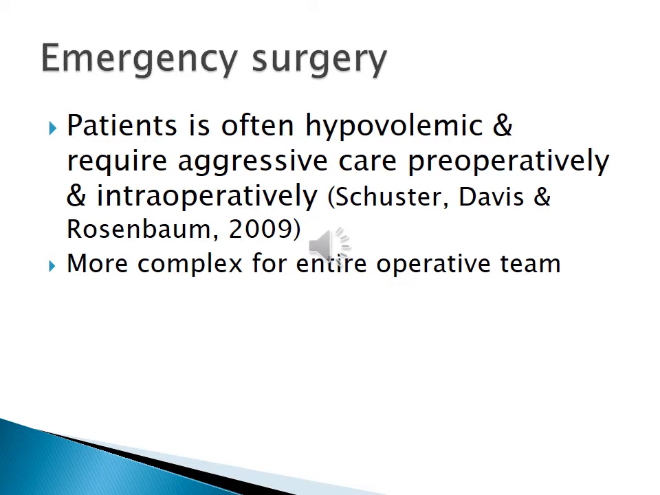In emergency surgery, patients are often hypovolemic and they require aggressive care preoperatively and intraoperatively, and usually it's more complex for an entire operative team. We've seen this when patients would come down with an AAA, and it was life or death, and you had to work together as huge teams to get everything ready for the doctor to open up the chest and work on saving the patient's life.